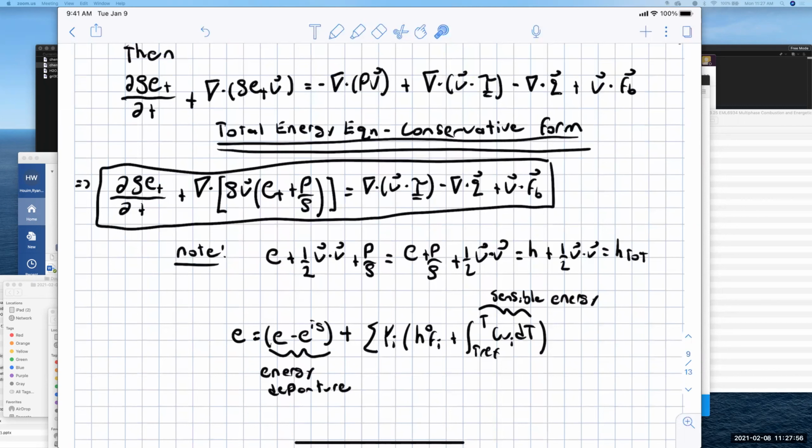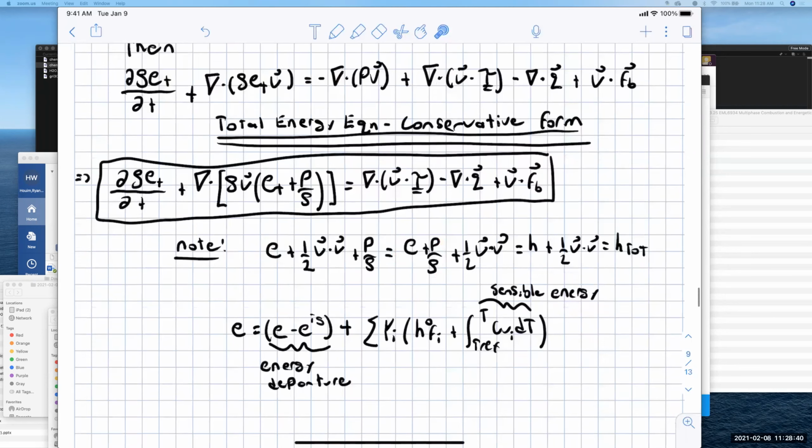And so note that this term here is actually nothing more than the total enthalpy. So it's just the internal energy plus the kinetic energy plus P over rho. I can group the E plus P over rho, and this here is just the definition of enthalpy regardless of the equation of state. Okay, and so it's just H plus 1/2 of V squared, and that's just equal to HT or H tot. It depends on what terminology you guys are used to.